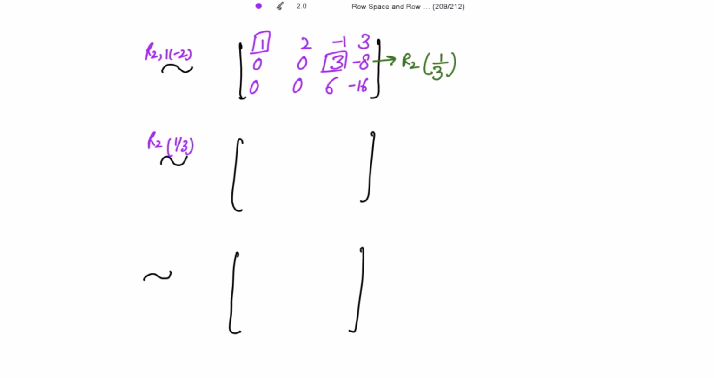Writing the first and third row as it is and multiplying the elements of row 2 with 1 over 3. So this is 0, 0, 1 and this is minus 8 over 3. Right? Okay. To make this our leading element, we need to make this and this 0 now. Right? For that, row 1 needs to be changed and adding its elements to row 2.